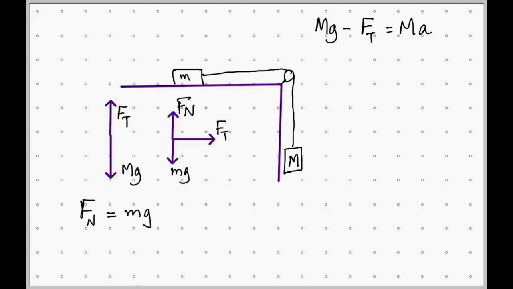Since it's stationary up and down, you can say that the vertical forces are balanced, so we don't need them here. Its net force is 0. So the only force that makes it move is actually Ft. Therefore, Ft should be equal to m times a.